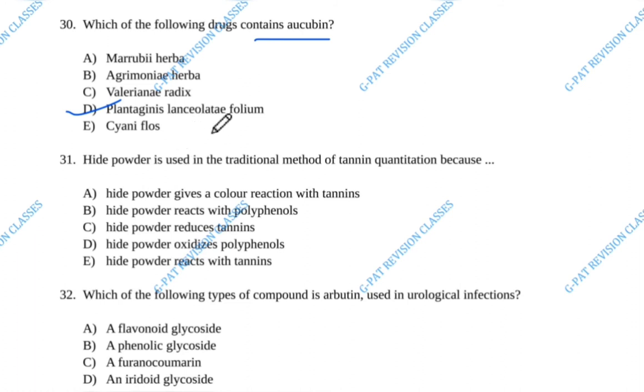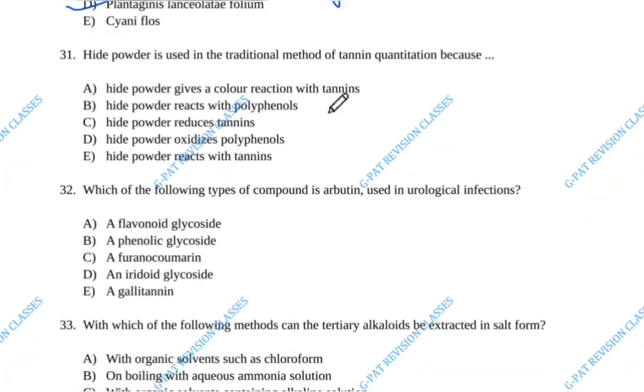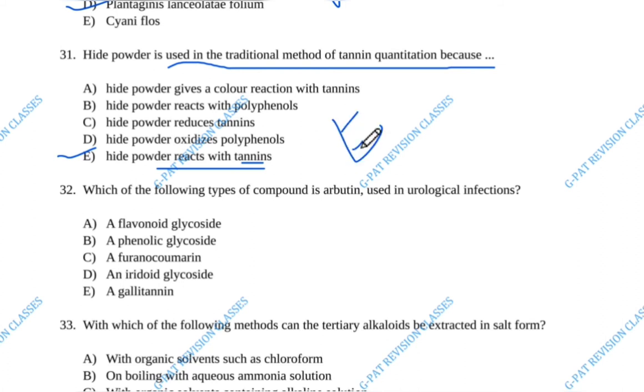Plantaginis lanceolatae folium. The answer is D. Next is question number 31. Hide powder is used in the traditional method of tannin quantitation because the answer is A. Hide powder reacts with tannins. With what? With tannin. What does it do? React. The answer is E. Next is question number 32.